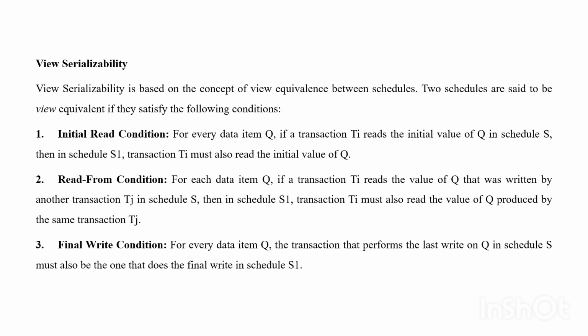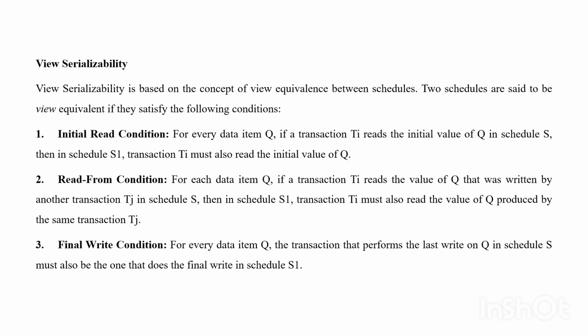Next, view serializability. View serializability is based on the concept of view equivalence between schedules. Two schedules are said to be view equivalent if they satisfy the following conditions: initial read condition, read from condition, and final write condition. Initial read condition means that for every data item Q, if a transaction Ti reads the initial value of Q in schedule S, then in schedule S1, transaction Ti must also read the initial value of Q.